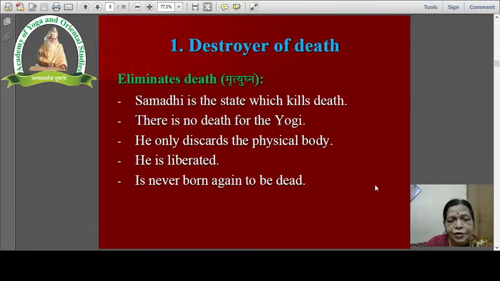First point, the destroyer of death, mrityughnam. It eliminates death. There is no death for a yogi. What is death? Death means to die and to be born again. Samadhi is the state which kills death. The yogi only discards the physical body willfully, because he doesn't need it anymore. He is liberated from the physical body as well as the sukshma sharira. He is never born again to die. He discards the body and is liberated. Therefore, Samadhi is the destroyer of death.